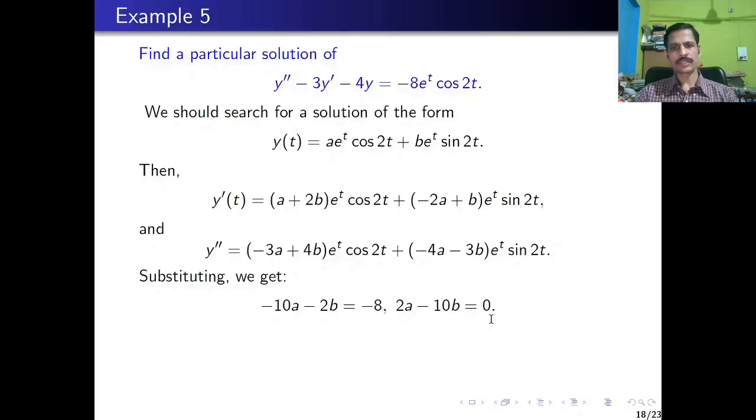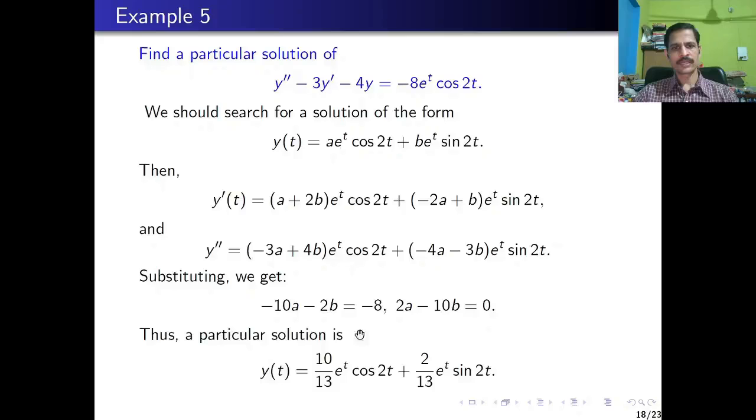When you solve this system of linear equations, we get the value of a and b. Substitute the value of a and b in this expression for particular solution. So we get y(t) is equal to 10 by 13 e^t cos 2t plus 2 by 13 e^t sin 2t.